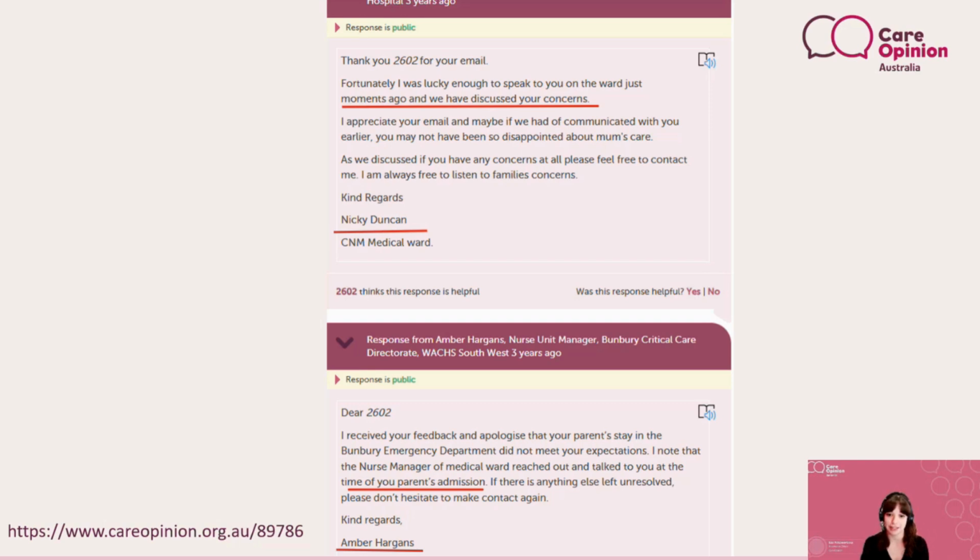So I wanted to highlight this because it's two different clinicians responding, and both of them have recognized that they are aware that this patient has contacted the service offline and spoken with them directly. So again, it shows a very human and personal connection. It's not templated, and it's all about creating this conversation of care, which it does very well.